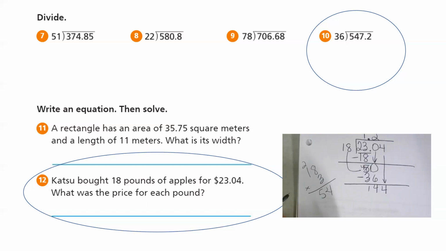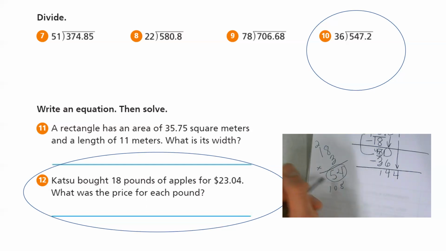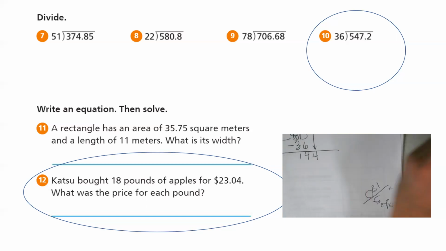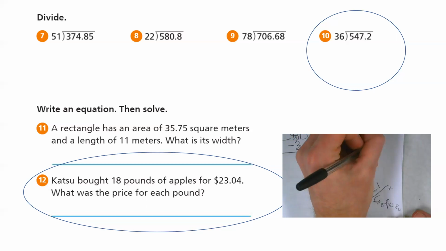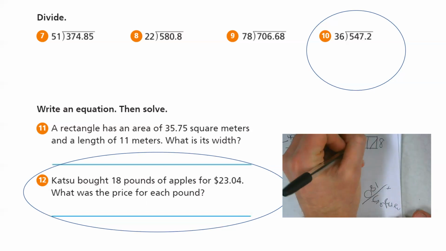Bring down the 4. If 3 18s is 54, 6 of it would be 108. I'm thinking 7 or 8. Which one do you want to guess, 7 or 8? Let's guess 8 first. So 18 times 8. And remember, you're always allowed to use the lattice method here.